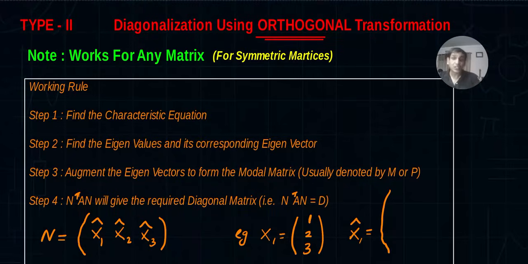Okay, so the process goes something very similar. Find the characteristic equation, find the eigenvalues and eigenvectors, and augment the eigenvectors to form the model matrix. Now it's different. Instead of finding M inverse, you'll find another matrix called the normalized matrix. And how do you normalize?